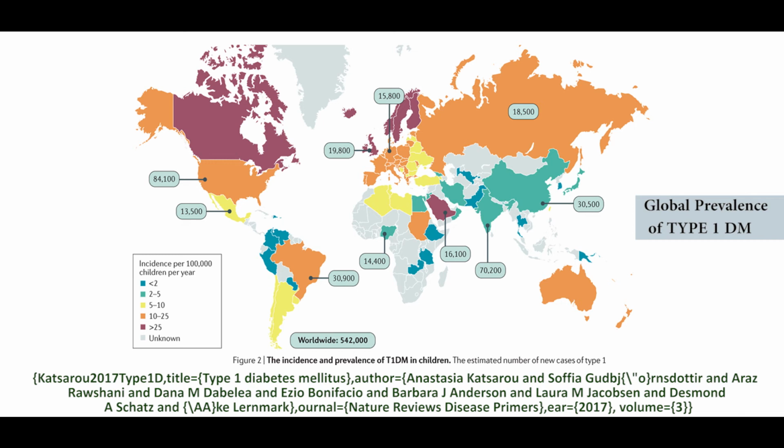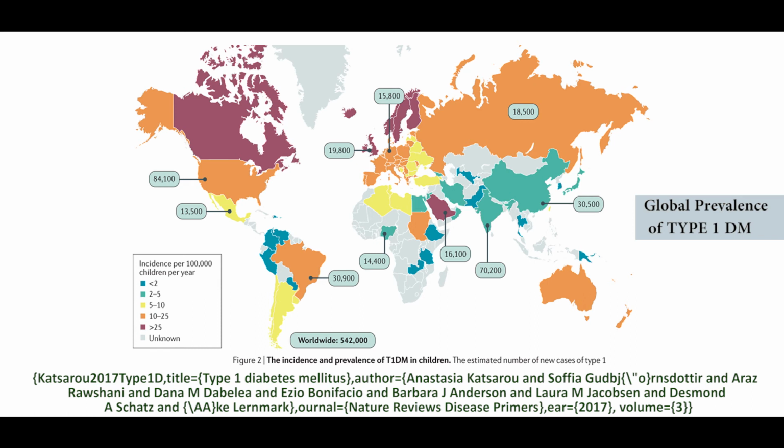In fact, if you look at the global incidence of type 1 diabetes, I think you can make out that the green, bluish color suggests a lesser incidence, which is less than 2%, whereas the dark gray color suggests the highest percent, 25%. In India, I think that shows the least incidence.